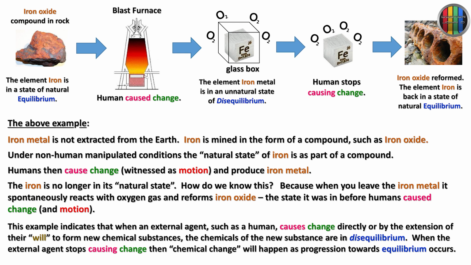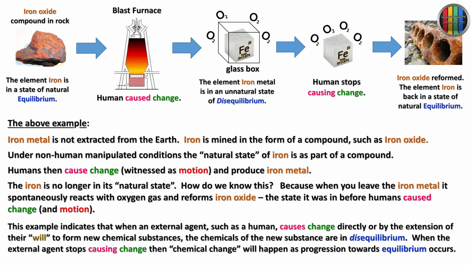Iron oxide compound in rock. The element iron is in a state of natural equilibrium. Blast furnace. Human-caused change. The element iron metal is in an unnatural state of disequilibrium. Human stops causing change. Iron oxide reformed. The element iron is back in a state of natural equilibrium.